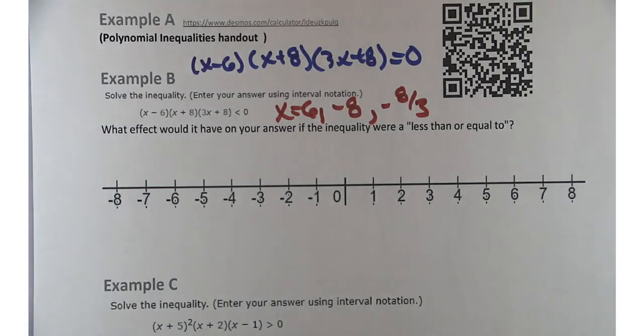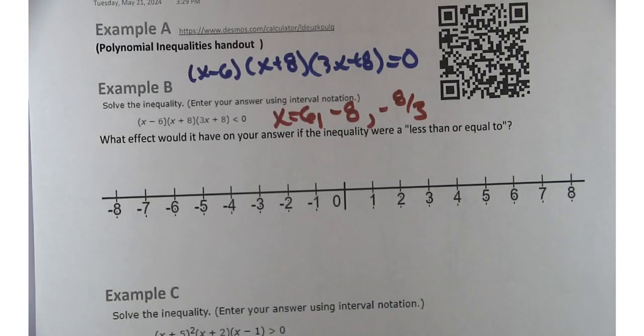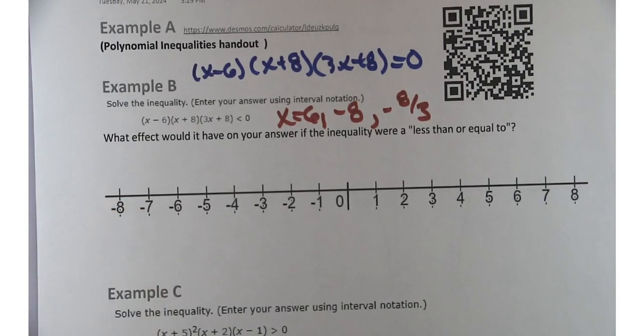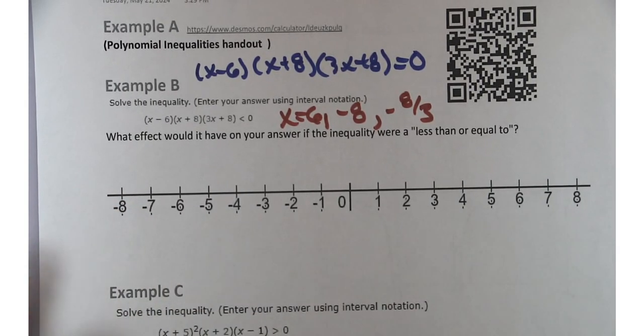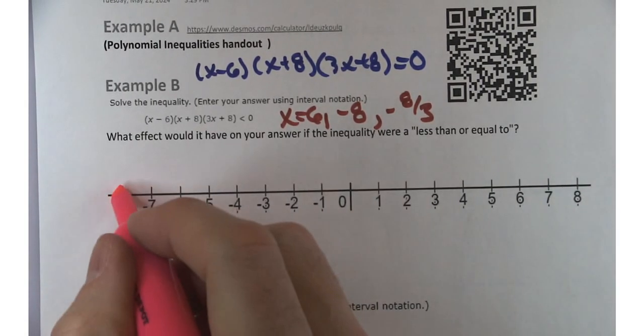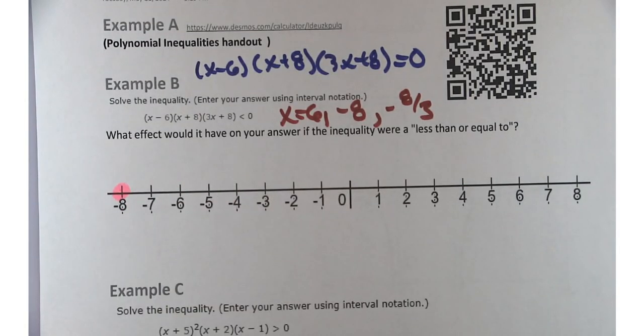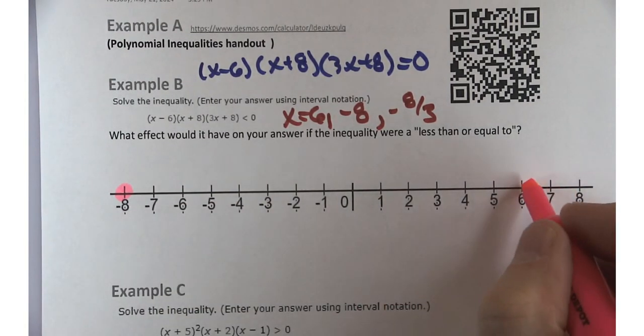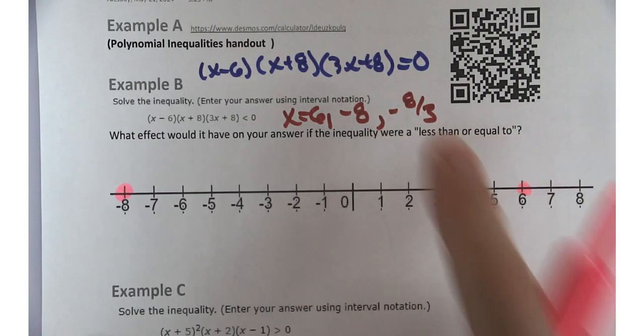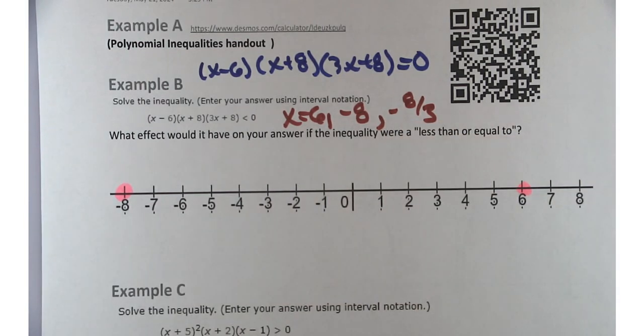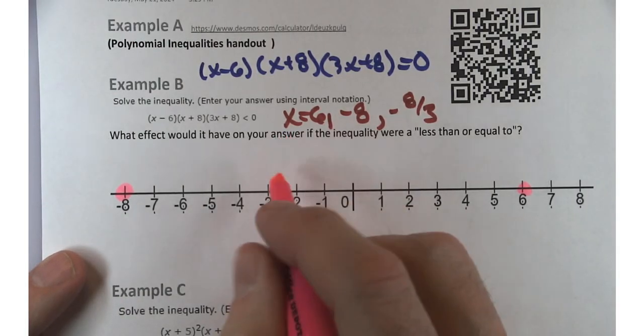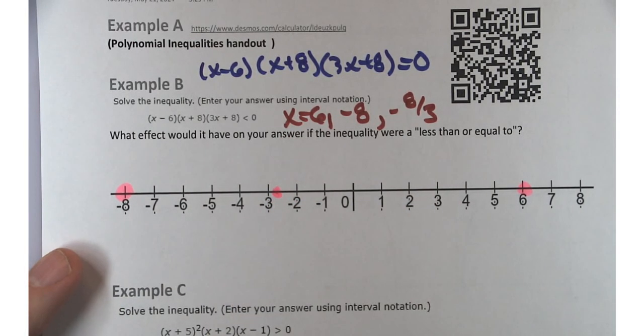So let's put those on our number line here. So we've got values at negative 8, and I guess that's to the extreme of my line here. Negative 8, 6, and negative 8/3 is negative 2 2/3, so somewhere between these two. A little bit closer to the negative 3 than it is to the negative 2. So something like that.